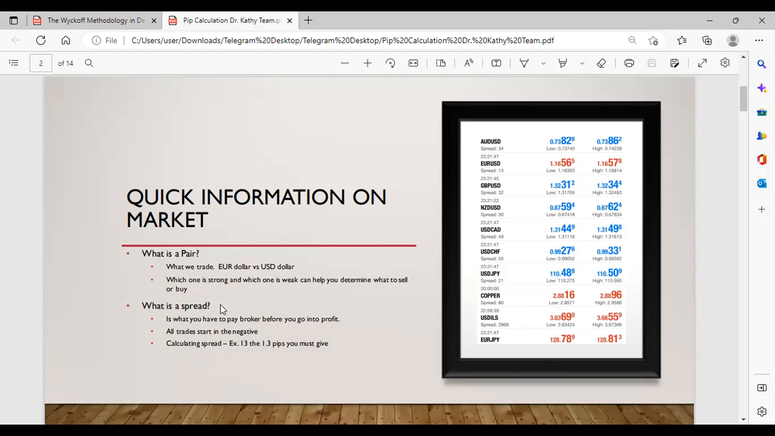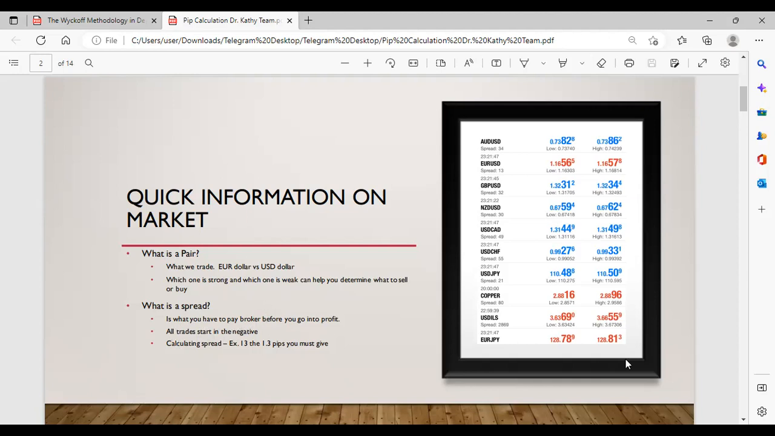So what is a spread? It's what you have to pay the broker before you go into profit. All trades start in the negative. Make sure you're listening: a spread is what you pay the broker before going into profit.